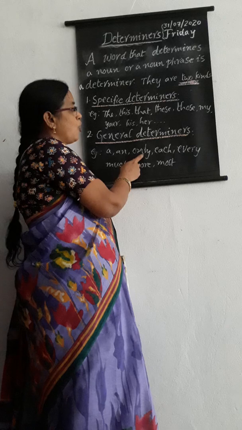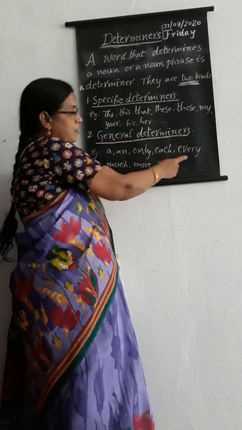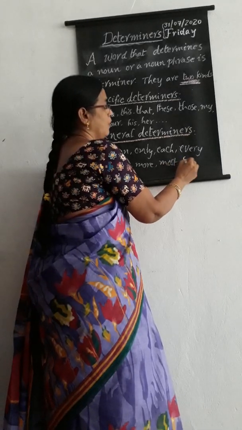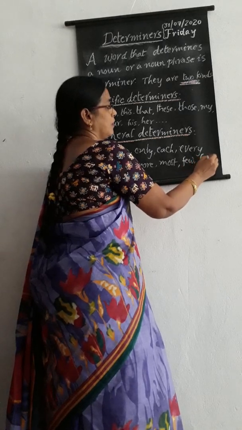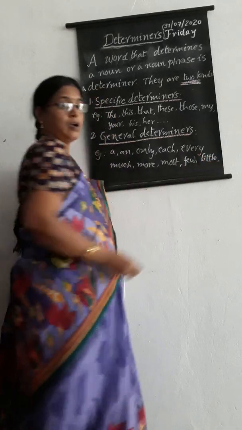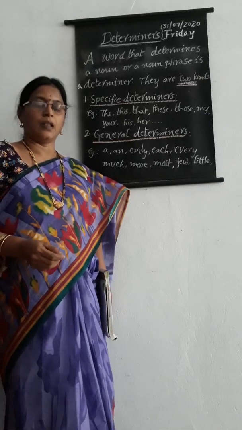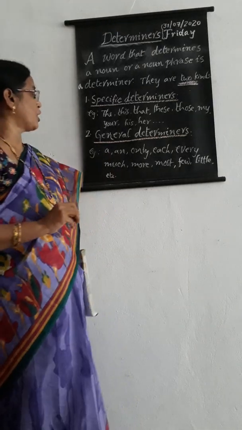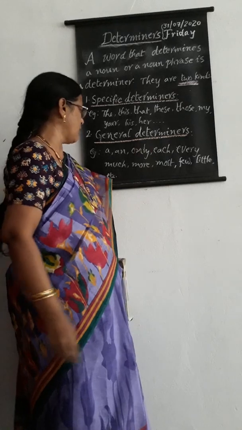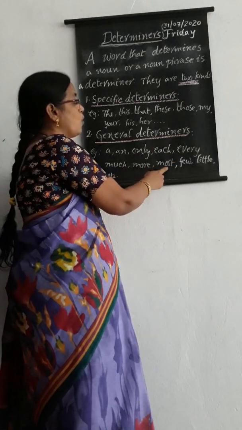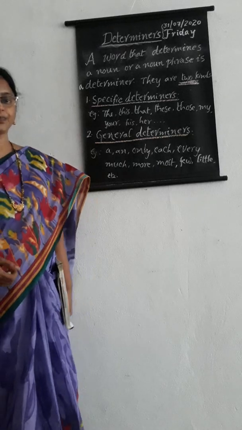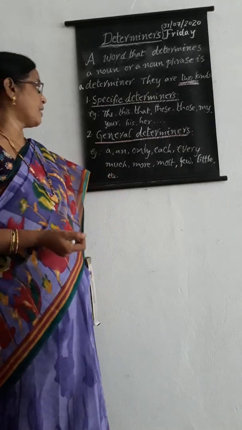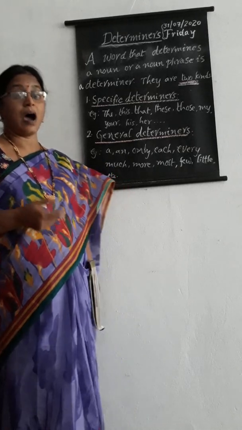A, an, only, each, every, much, more, most, few, little, neither, either, etc. These are called general determiners. A, an, only, each, every, much, more, most, few, little, neither, either, a few, a little. These are general determiners.